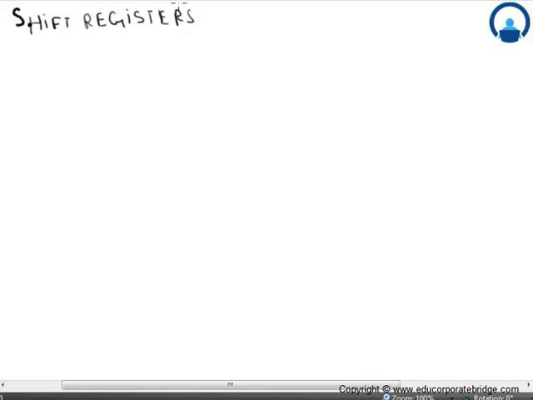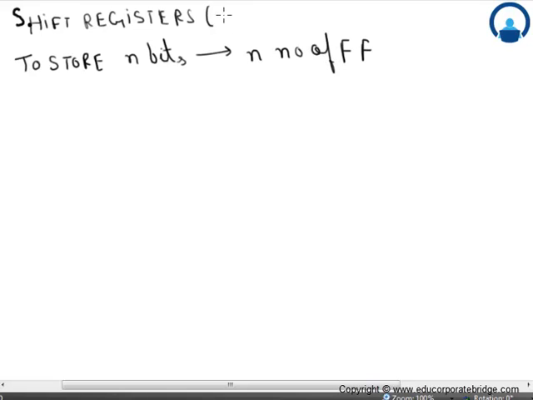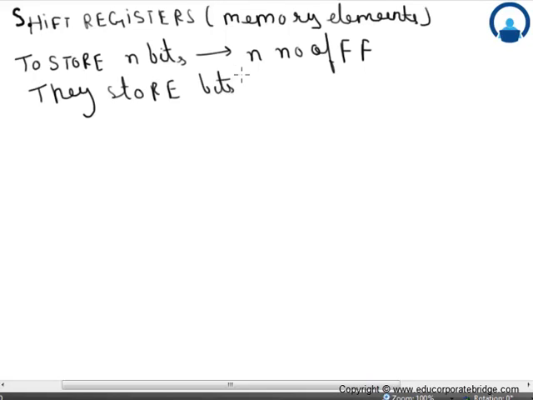So if we want to store n bits, n flip-flops are required. That is, to store n-bit memory elements, we require n flip-flops. Shift registers are basically memory elements. They store bits in flip-flops.